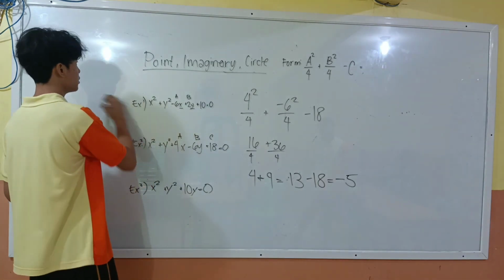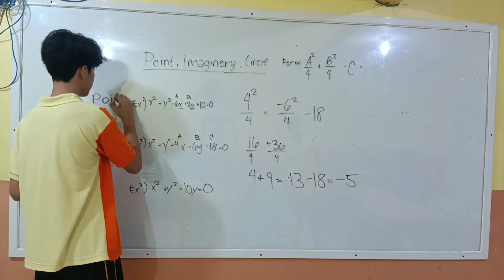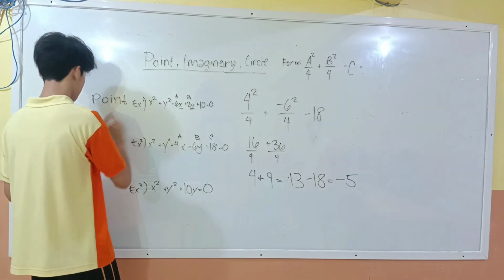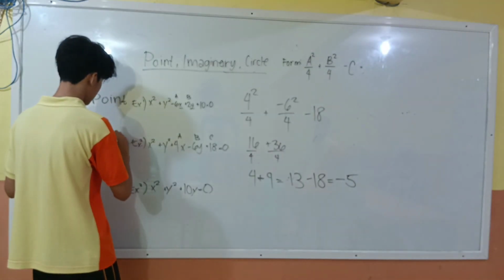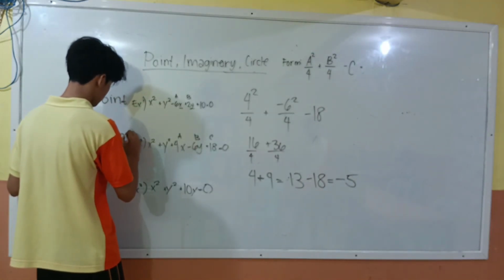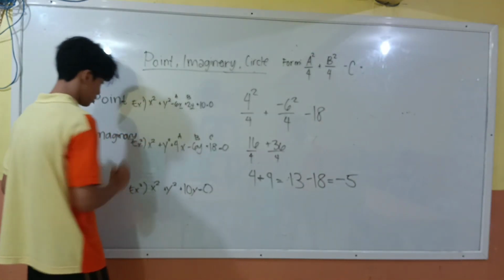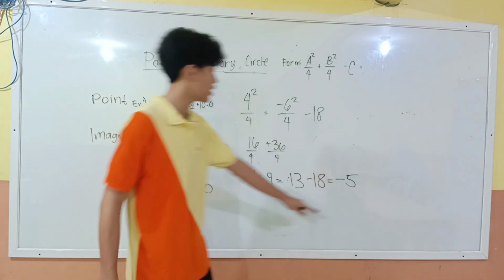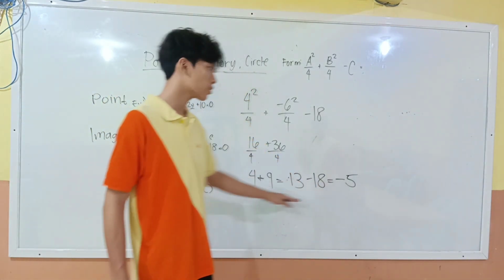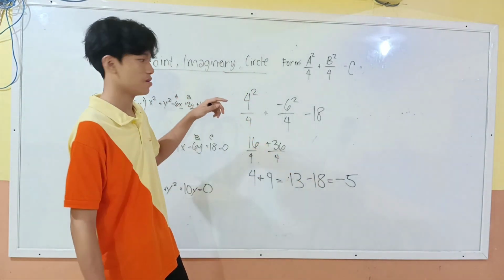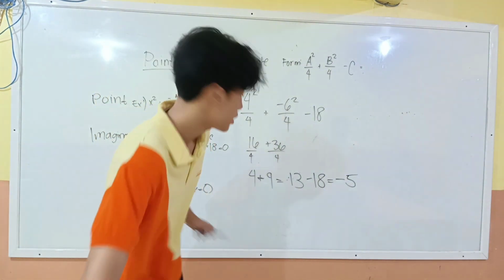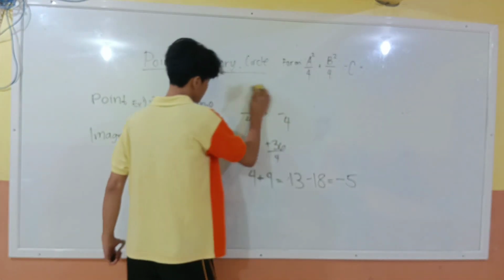So I'm going to write here imaginary, since we got a negative value. This has no graph, so it is an imaginary circle. Now let's go on to the last example.